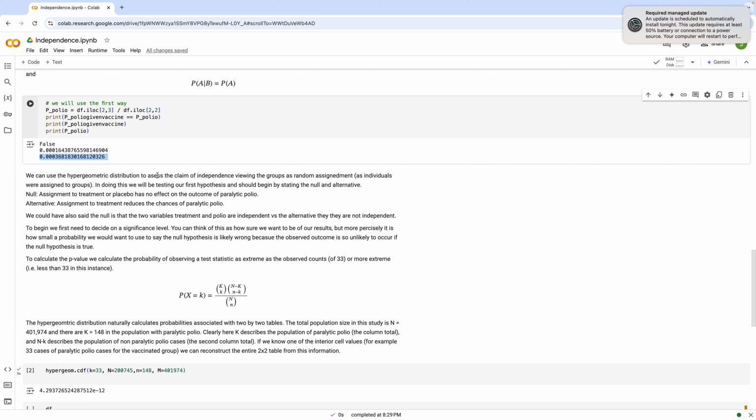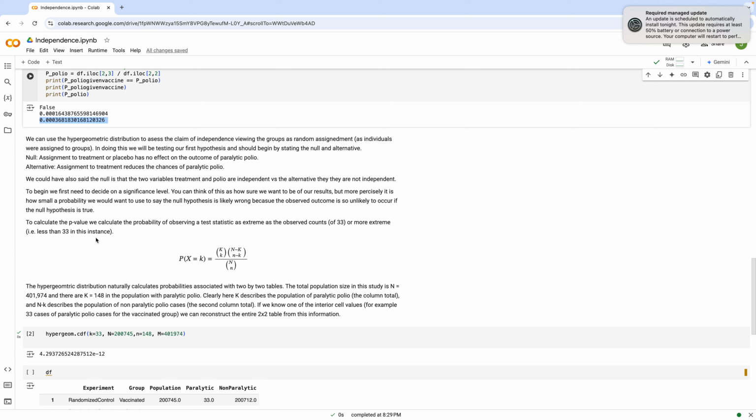In doing this, we'll be testing our first hypothesis, and we should state our null and our alternative. The most common statement of the null is that the two variables are independent, that is polio and vaccination. Those two variables have nothing to do with one another. Phrased another way, assignment to treatment or placebo has no effect on the outcome of paralytic polio. The alternative is that they're dependent. They're not independent, which means the assignment to treatment reduces the chances of paralytic polio.